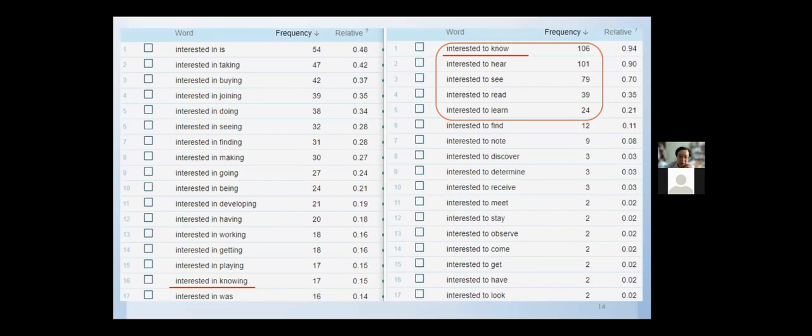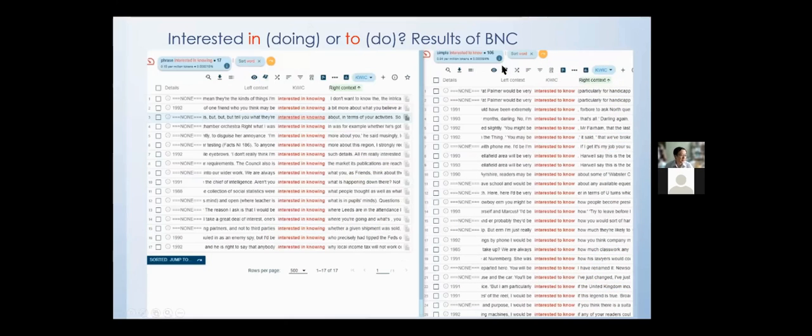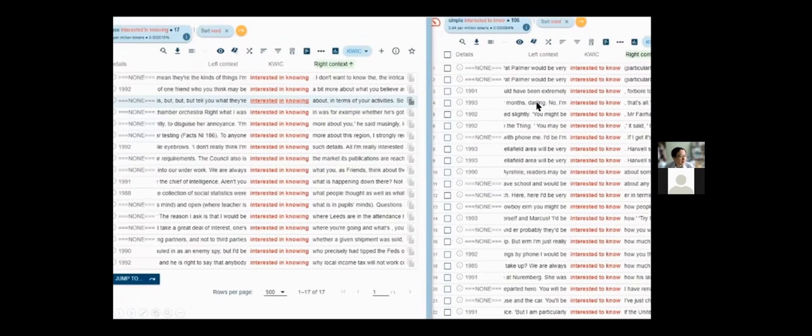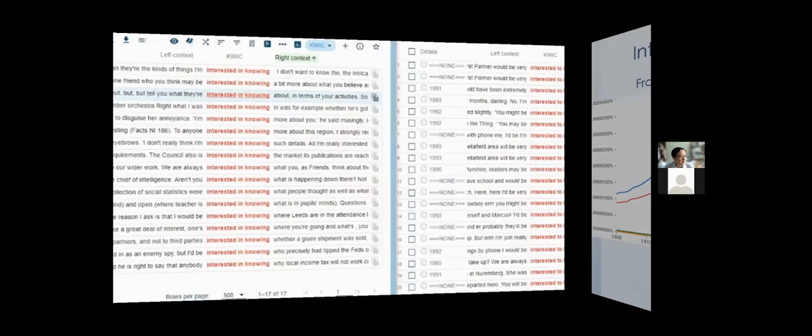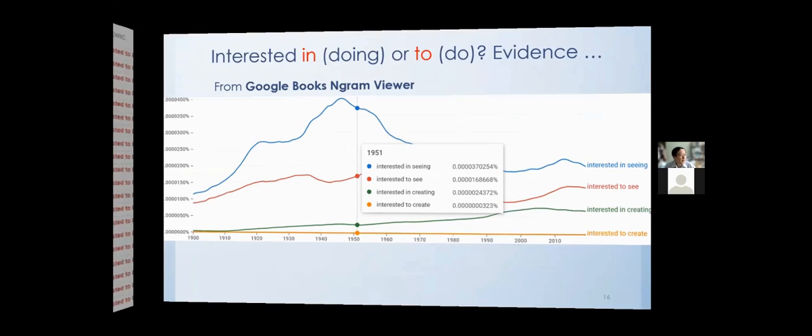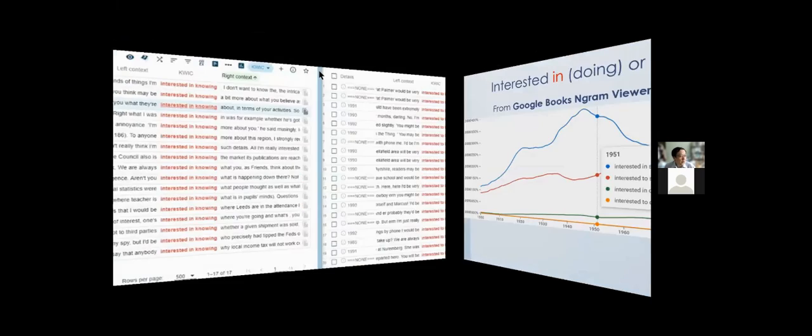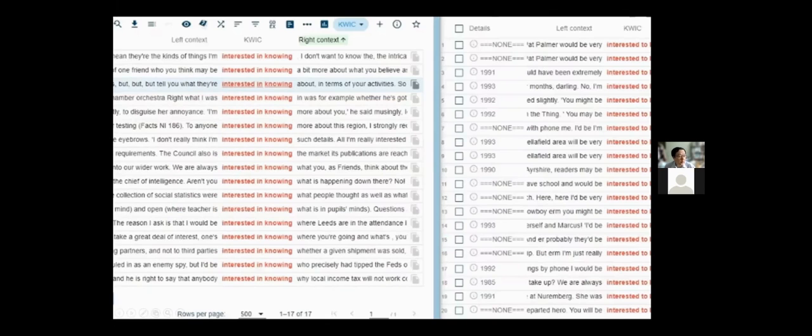Perhaps these words are all about perception. And these verbs about perception tend to be used more concentrated in to know, in to do. So we can see the concordance lines to see examples. So that's about in doing and to do, in knowing and to know.